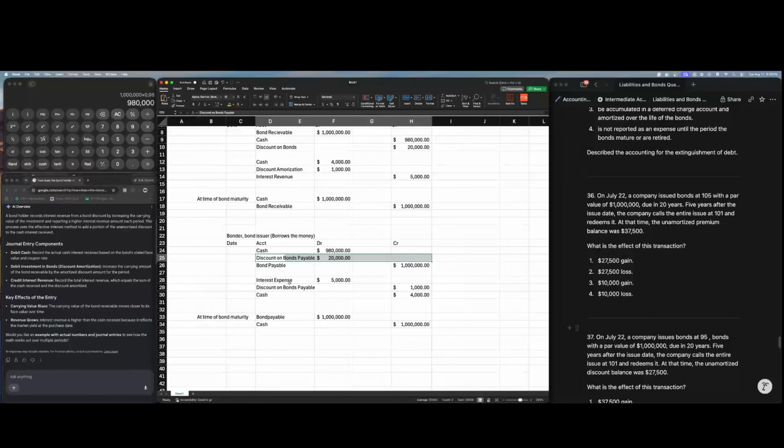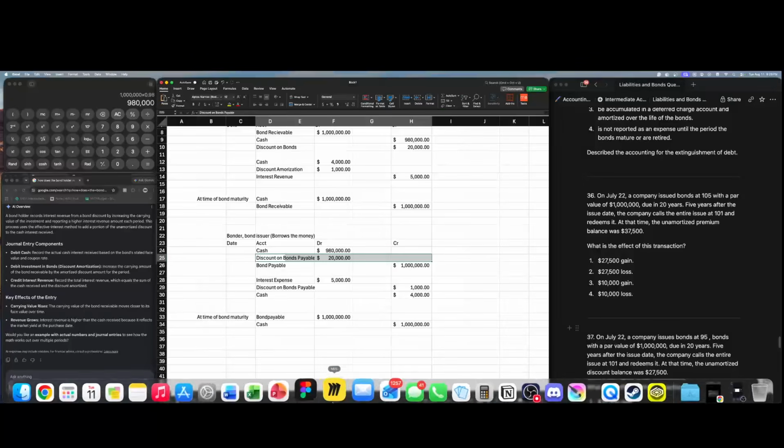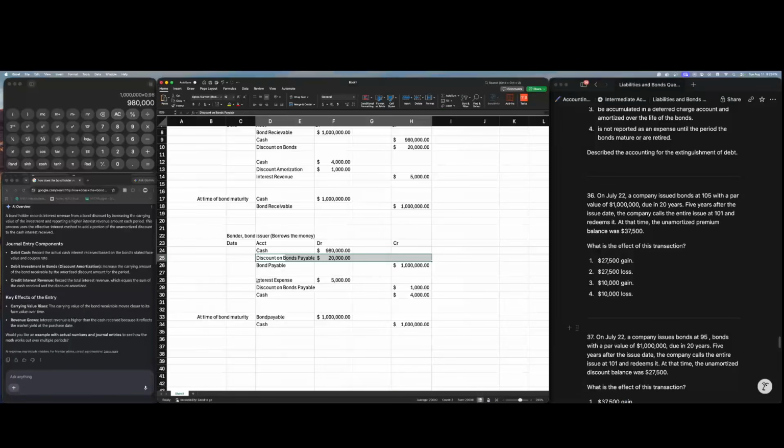Or there could be compound interest, as in the interest compounds and adds to the principal over the lifetime of the bond. Or it could be simple, where it doesn't compound and instead the principal remains the same over the lifetime of the bond.